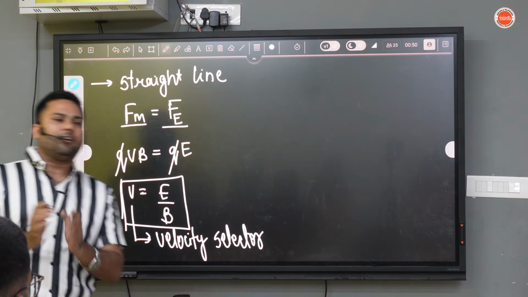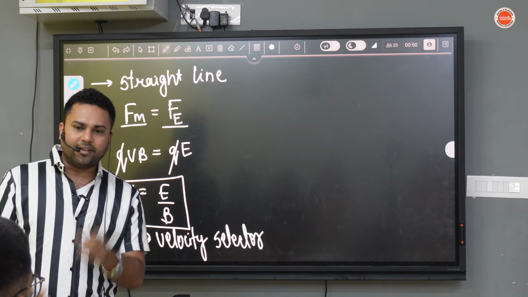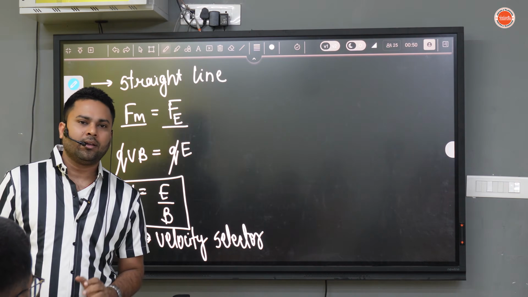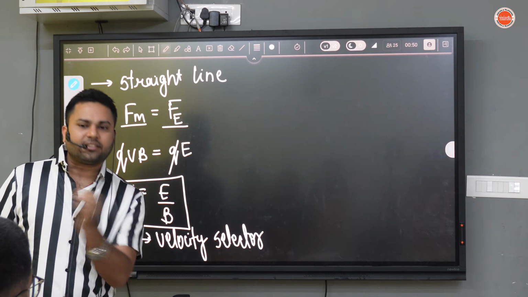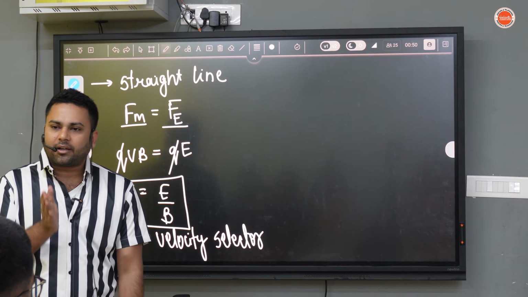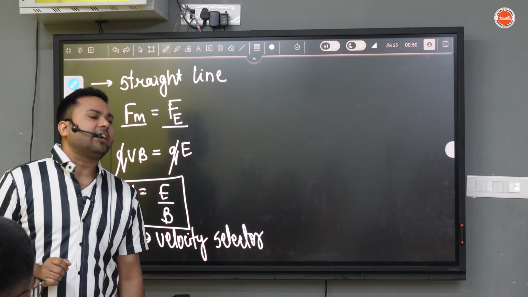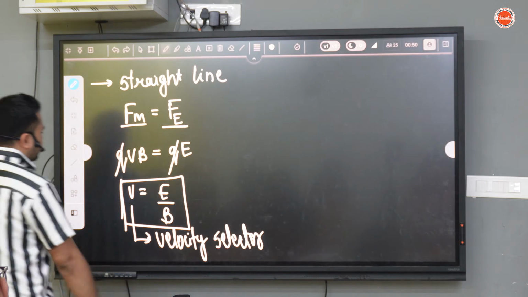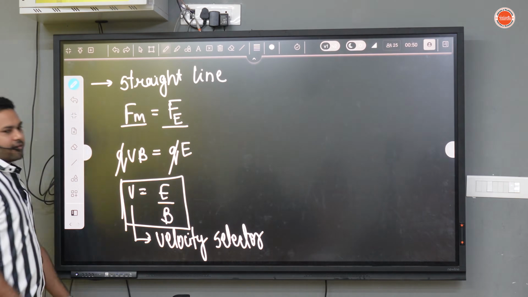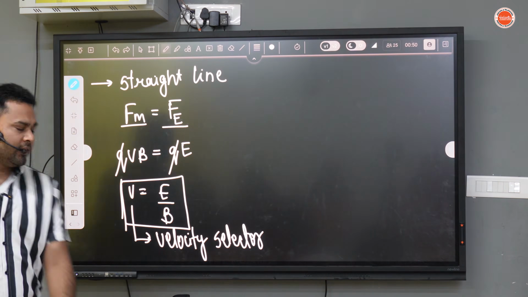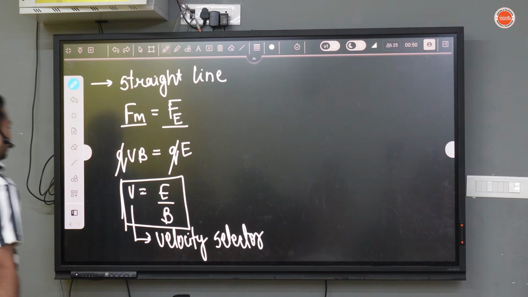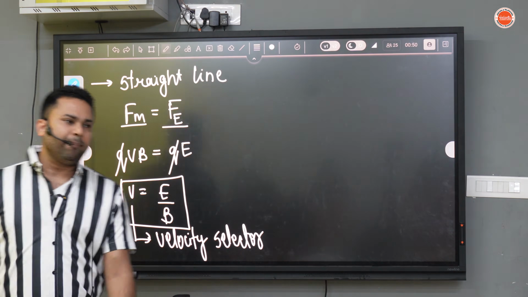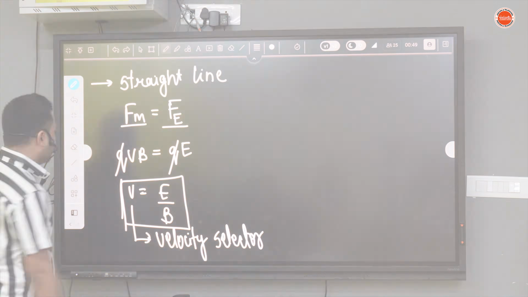Means if you set the velocity of the charge in the ratio of electric field to the magnetic field, then if you project the charge with that velocity, the charge will not have a parabolic motion. The charge will continue to move in the straight line. Okay, so write this. This is called the velocity selector. How you should choose the velocity so that the particle is moving in the straight line under the influence of electric field as well as magnetic field. Okay, see.